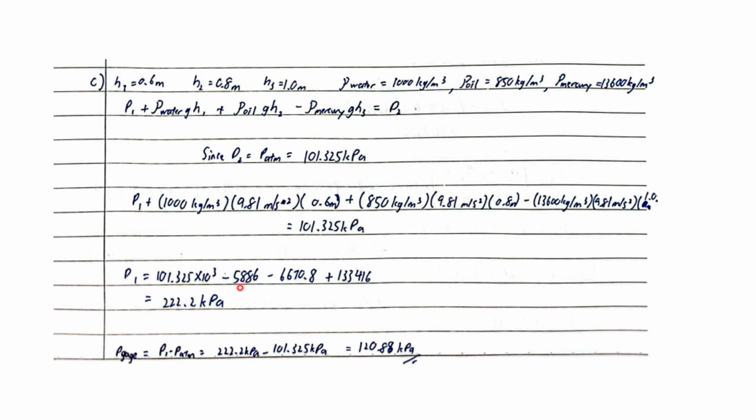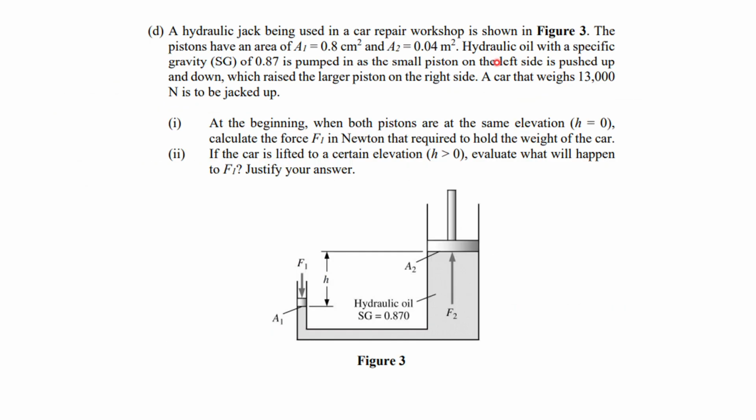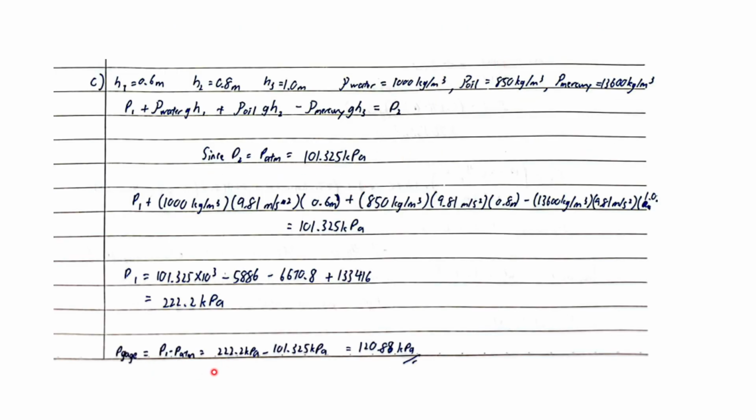And here's the value of P1, but here's not all. P1 is the absolute pressure, so to answer the question, which asks for the gauge pressure, we take P1 minus the atmospheric pressure, the absolute pressure minus atmospheric pressure, to find the gauge pressure. And here's the answer.